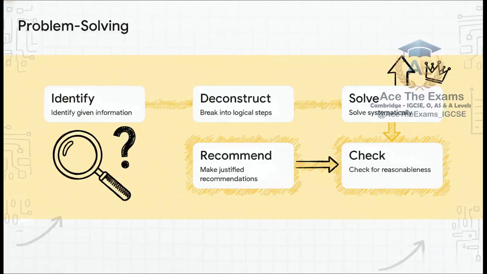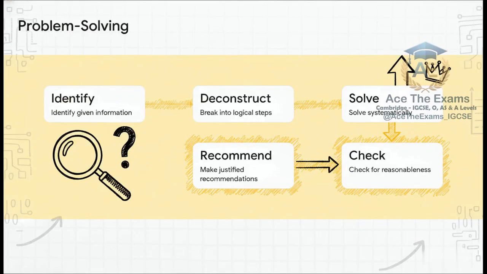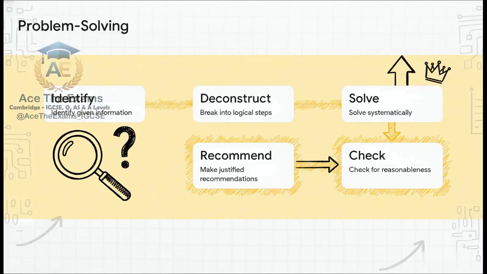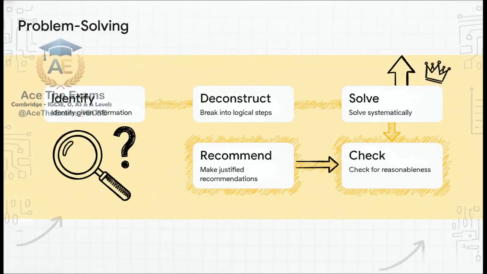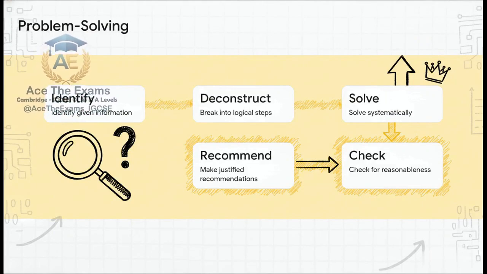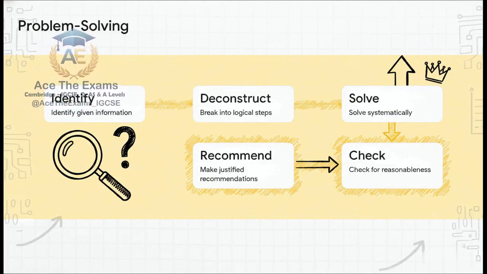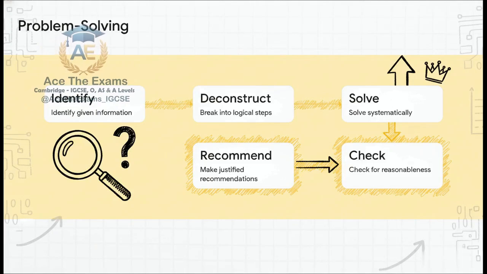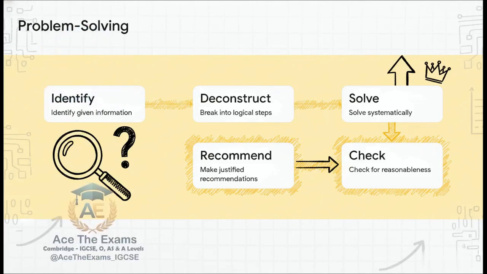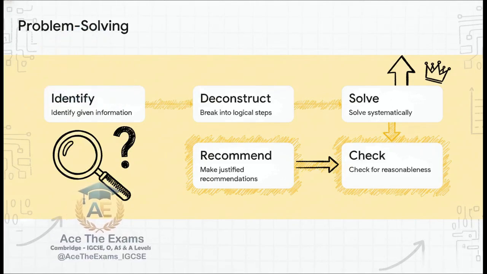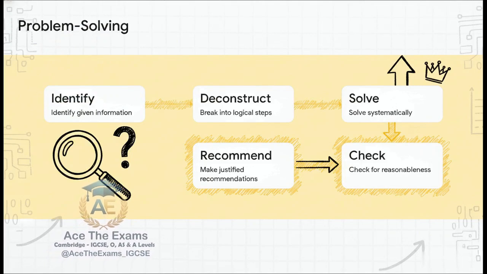Let's see how this builds the ultimate 5-step problem-solving matrix required for those higher-order assessment objectives. Specifically, I want you to notice those final 2 steps: check for reasonableness and make justified recommendations. This right here is where higher-order marks live. You aren't just solving the problem, you are evaluating the solution. So, let's actually put this into practice right now.